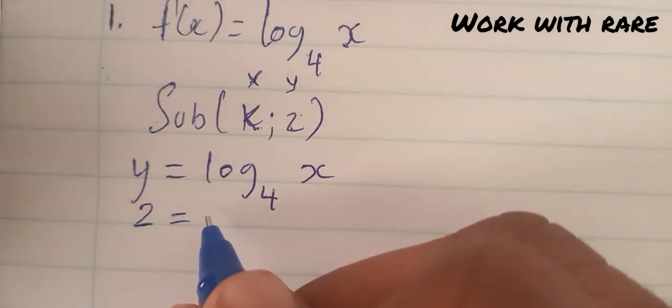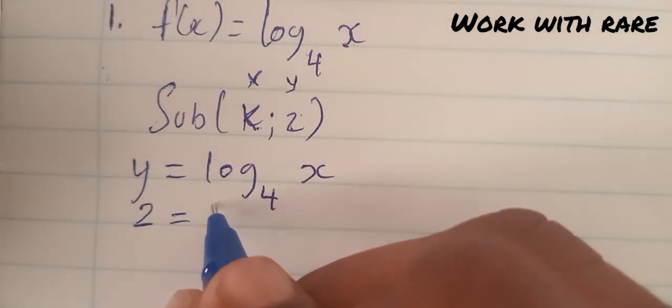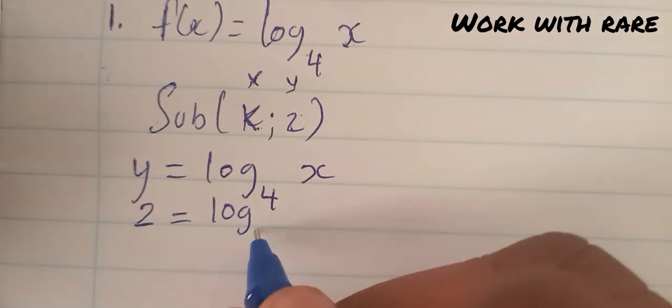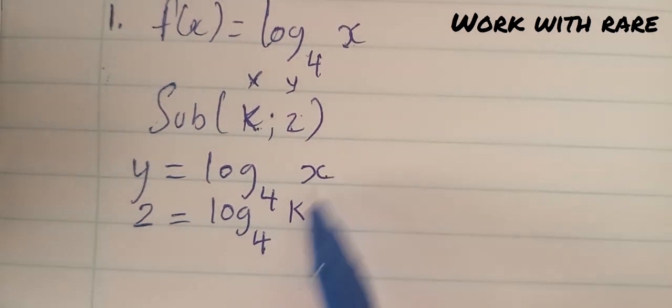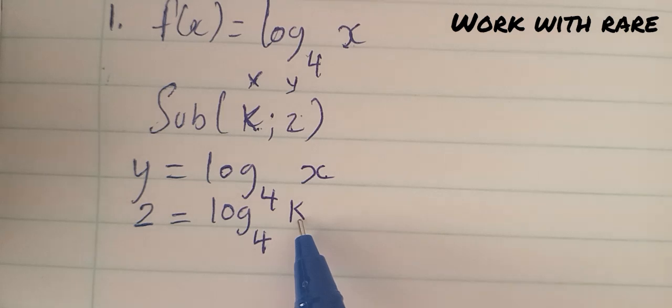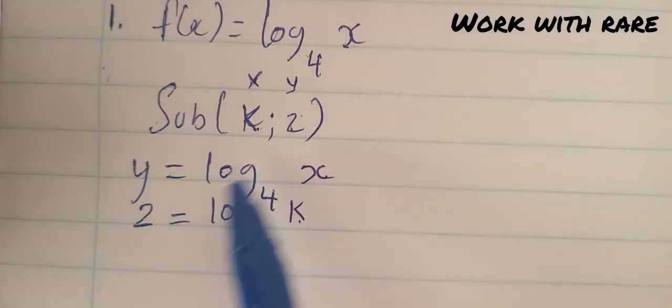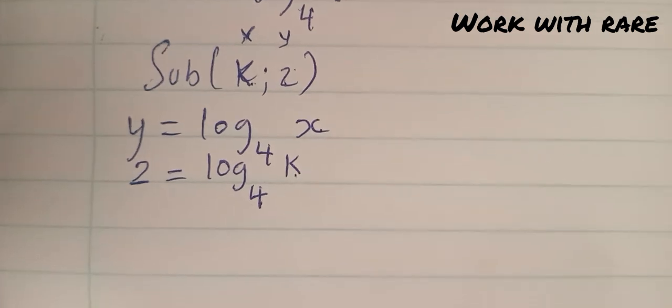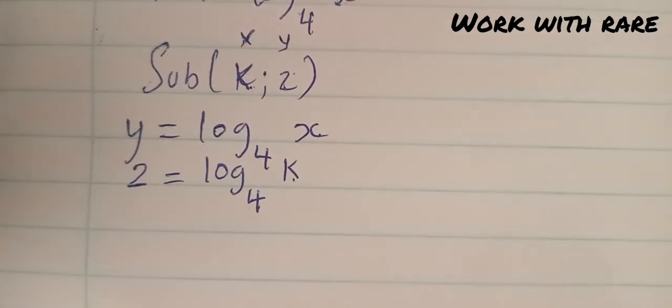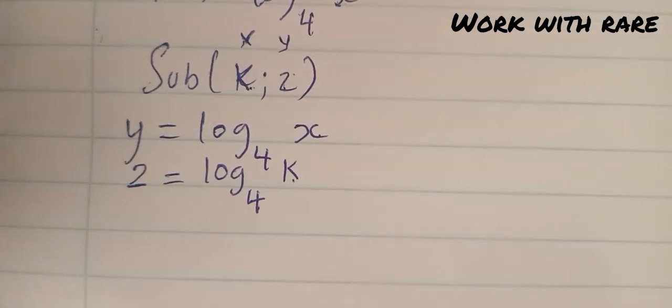Log base 4 of k. Where I see x, I write k. Where I see y, I write 2. Then I will substitute. Remember, when it comes to logs and you want the unknown, I will have to take the base to the opposite side, and the log will be removed.